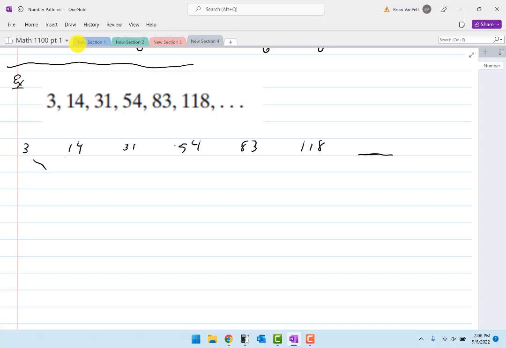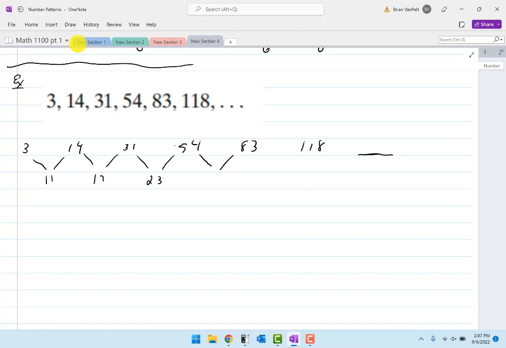So if I look at 14 minus 3, I get 11. 31 minus 14 is 17. 54 minus 31 is 23. It looks to me like it's pretty evident what's going on here. It looks like I'm adding 6 every single time.